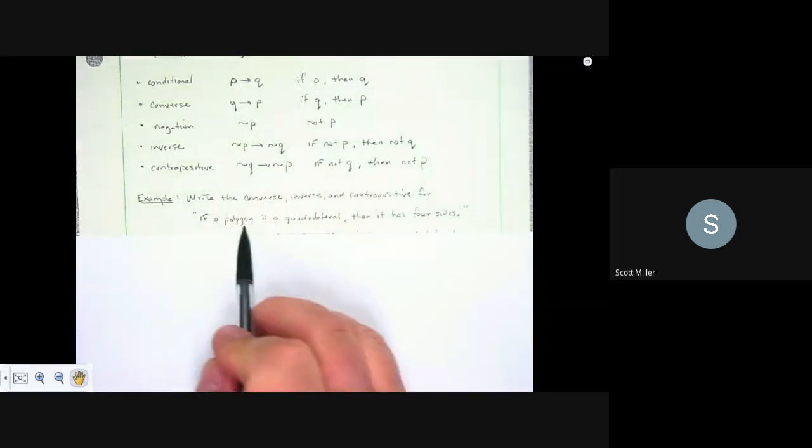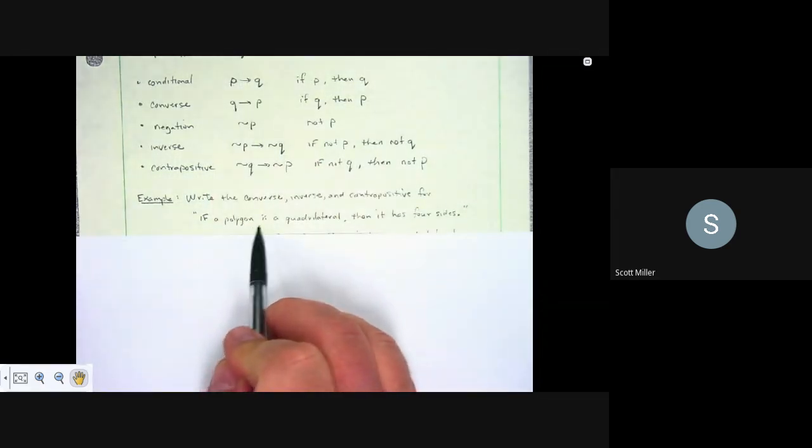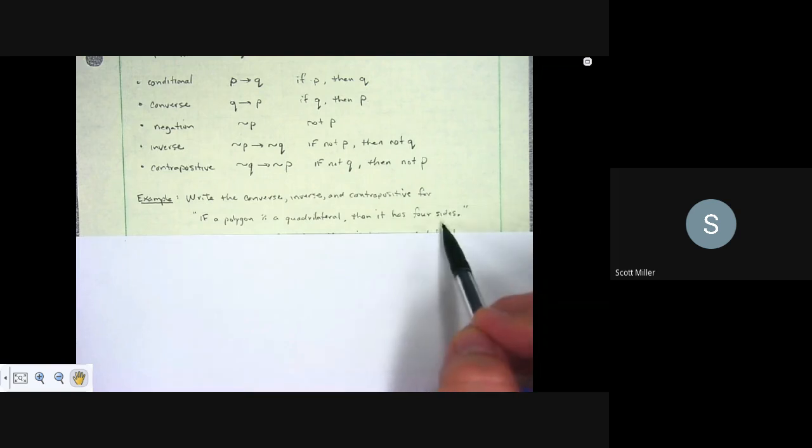The P then would be the polygon is a quadrilateral. And then the Q would be has 4 sides. Okay? So what is the converse?